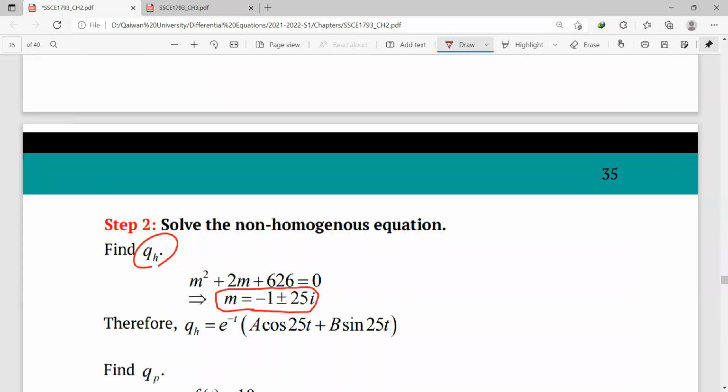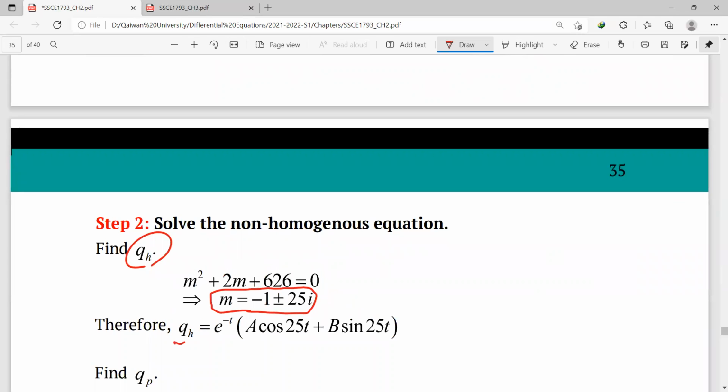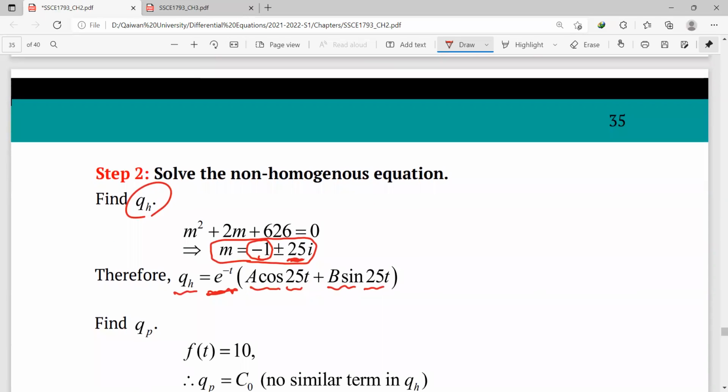Here we say the solution for the homogeneous part is e to the power alpha t. What's alpha? Alpha is the real part. It's -1. It's e to the power -1t times A cosine beta t, where beta is the imaginary part, which is 25, plus B sine beta t. This is the homogeneous solution.